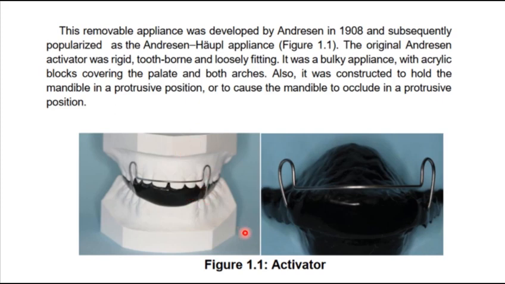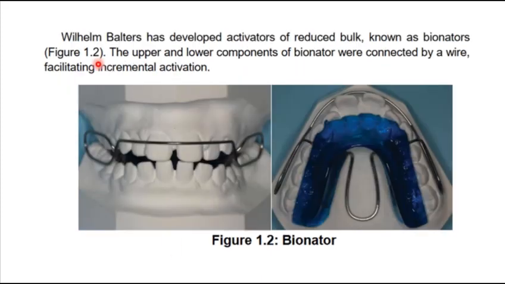It was quite bulky, with the acrylic blocks covering both the arches and the palate, and it was constructed to particularly hold the mandible in the protrusive position. Though originally it was planned to be a retainer, it showed good changes in the mandibular condyle.